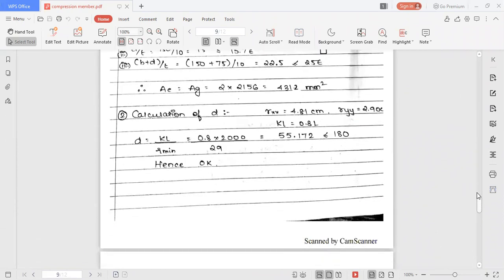Now calculation of depth. RXX आपका है 4.81 centimeter and RYY comes up to be 2.90. So minimum r you are going to consider over here, minimum from both RXX and RYY. अभी RXX और RYY में से minimum value कौन सी है आपकी? 2.9. So r minimum you are going to consider it as 2.9.